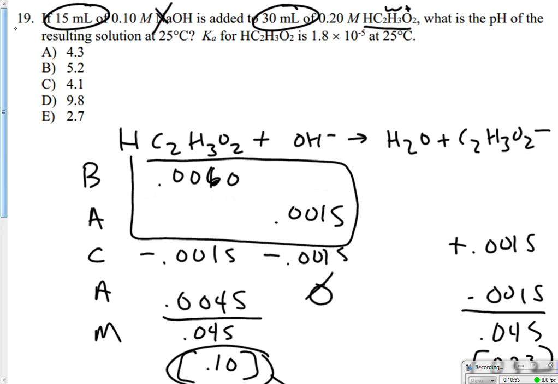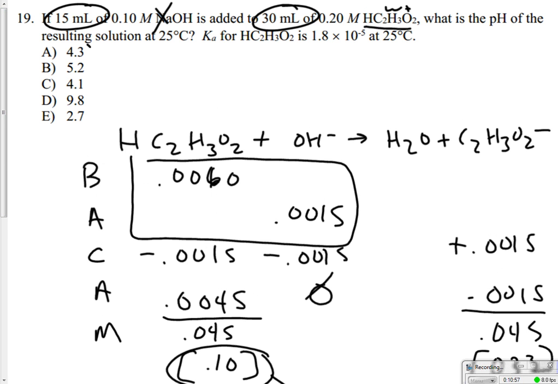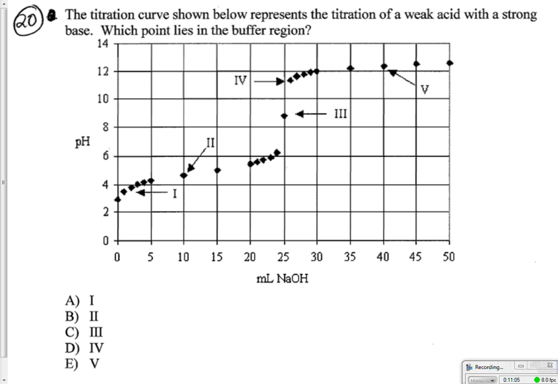4.26, so not sure why the sig figs are off on this, but you should get A should be the answer. 4.3 is your pH. Next one. Titration curve shown below represents the titration of a weak acid with a strong base. Which point lies in the buffer region?